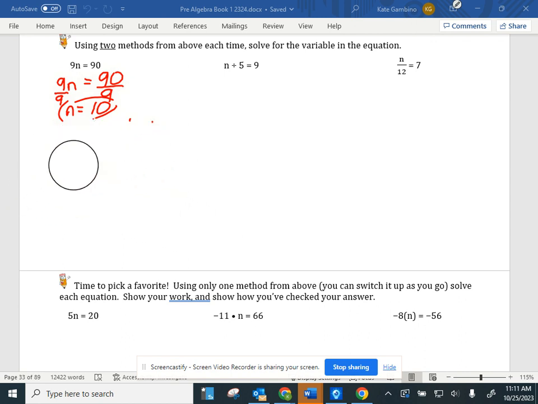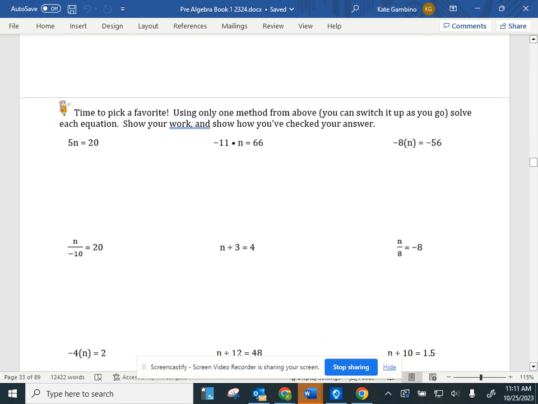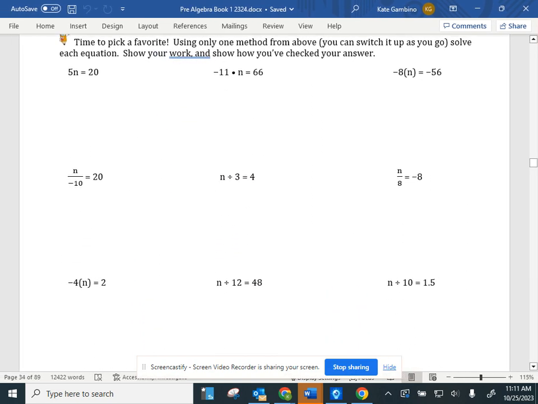So you are going to do the next 2 on your own on our second page. You get to pick your favorite. It doesn't have to be the same way each time, but you do have to show your work. If you're using the logic, you have to write the question out and put the answer. Then you have to check your answer. Go back, put your value into the equation. Show both sides are balanced out, both sides equal.